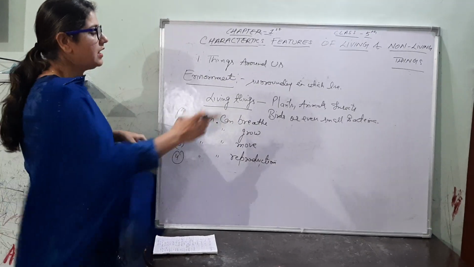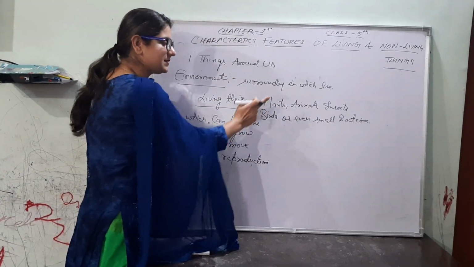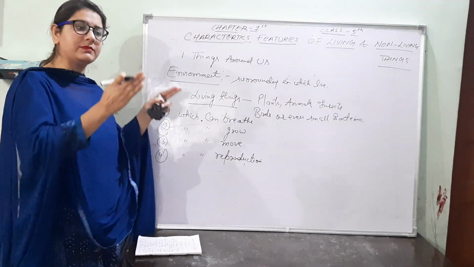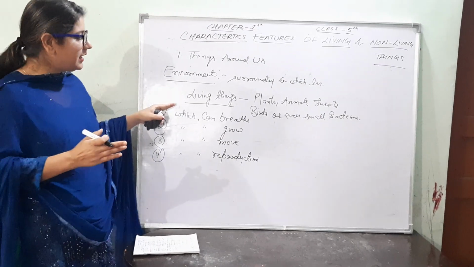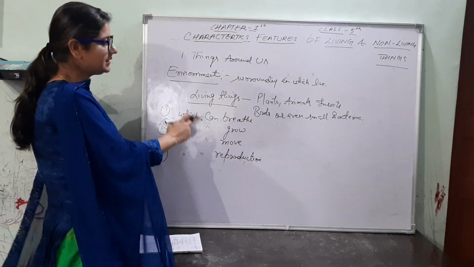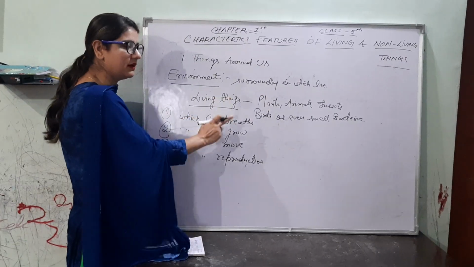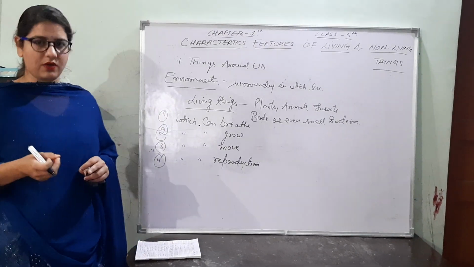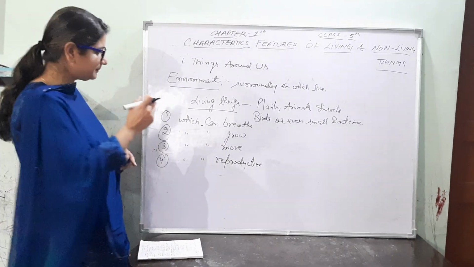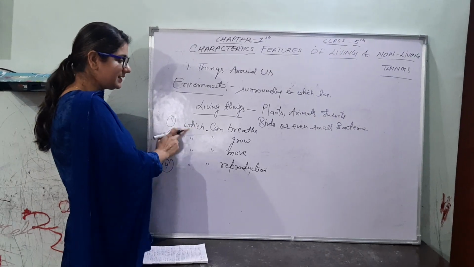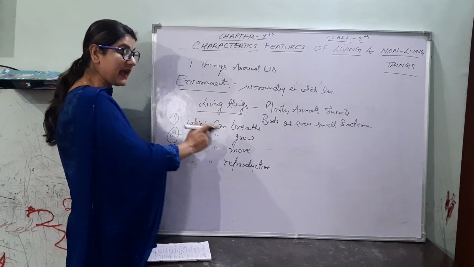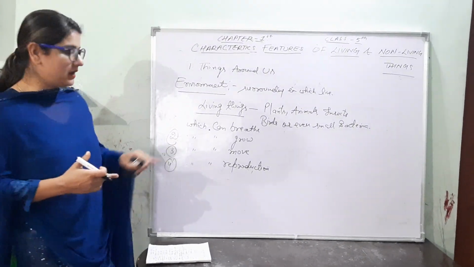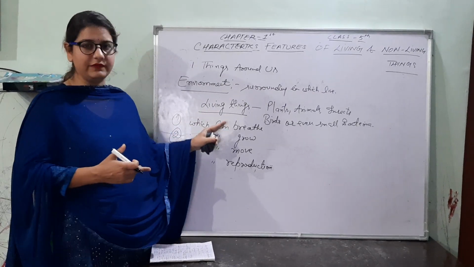So living things include plants, animals, insects, birds, or even small bacteria. Dear students, we discuss things from simple to complex. Bacteria come into the category of microorganisms, or we can say microbes. Features of living things: they can breathe, grow, move, and reproduce. These are all the features of the living things.